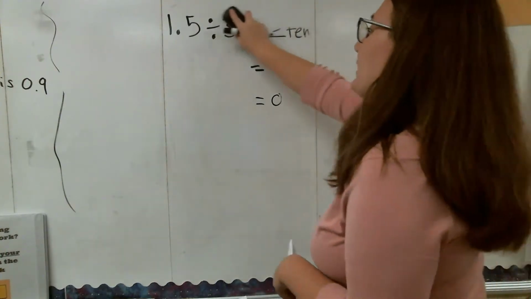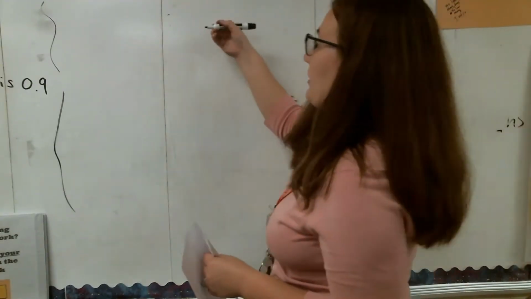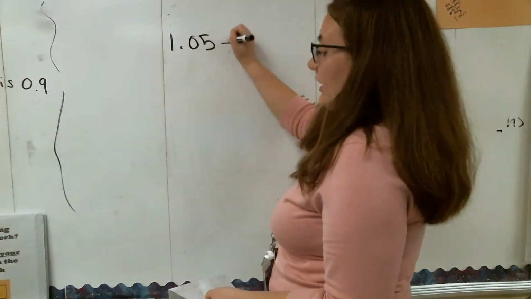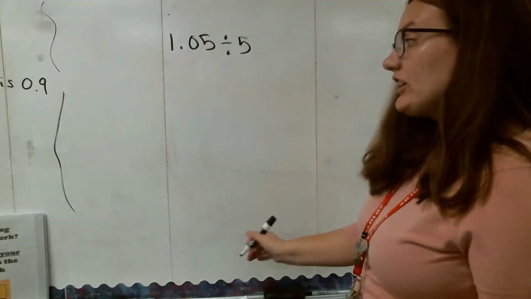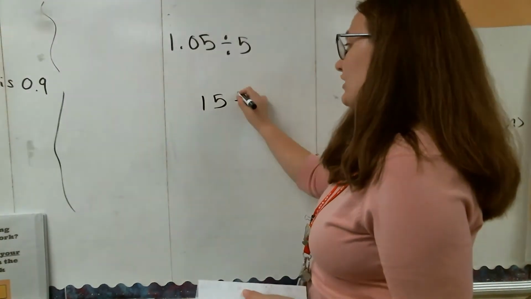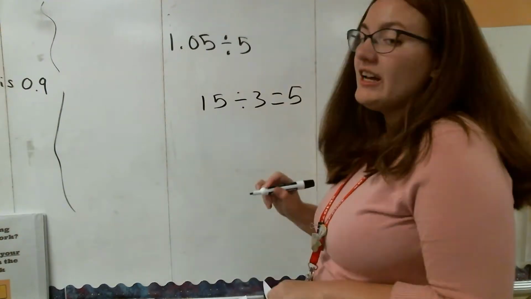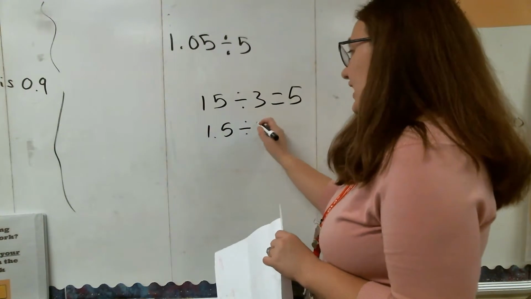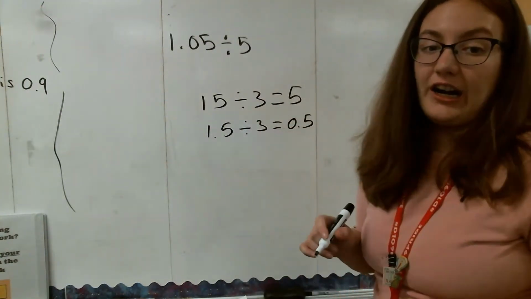And for this one, this is where it gets really, really tricky. For this problem, we have 1 and 5 hundredths divided by 5. Now, the last problem that we just did, it kind of just looked like 15 divided by 3, which we just know is 5. So it looks like one of our basic facts. The only thing that changed was the value, which just changed the value of our answer.